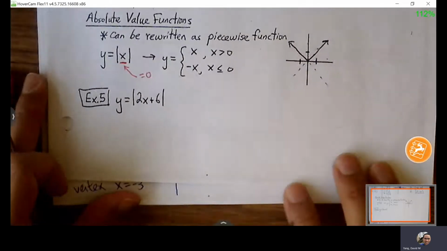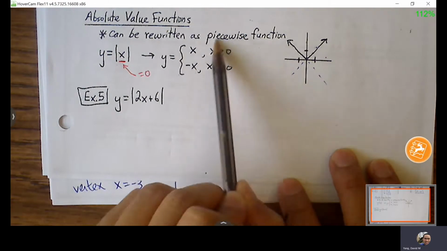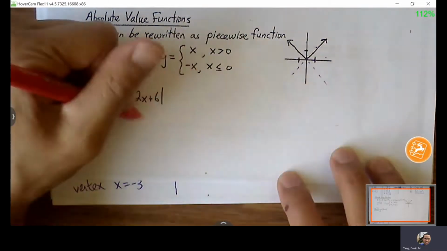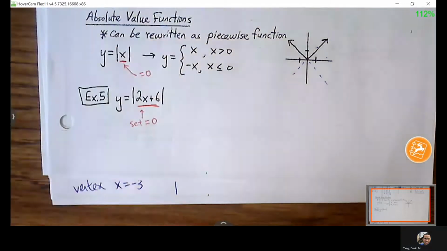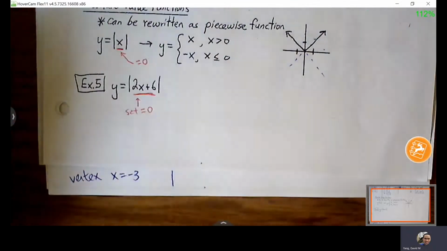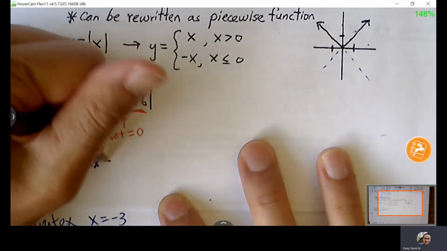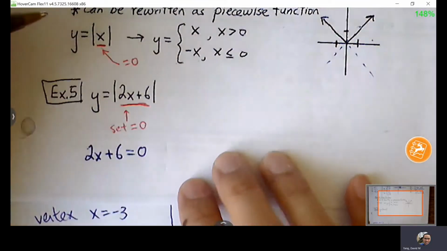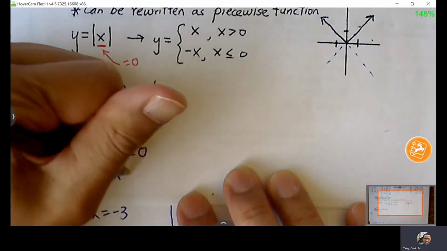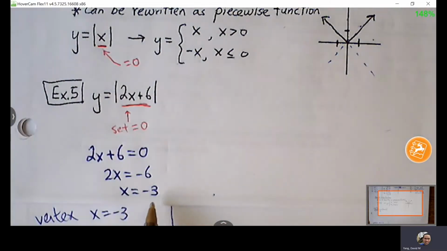Okay, so the first thing we do is we need to identify where the vertex is. The vertex helps us know where our boundary is going to be. So everything inside the absolute value, we're going to set equal to 0. So we'll say 2x plus 6 equals 0. Subtract 6, divide by 2. So -3 is our vertex, the x value of the vertex. That is where the two lines are going to meet.